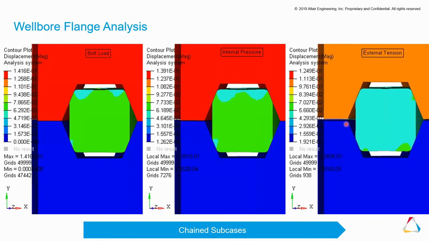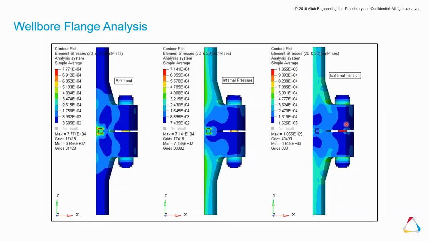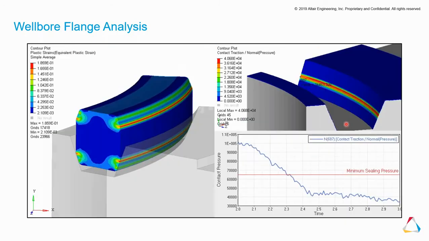Now, once the analysis is run, we want to look at the stresses, see if everything is in order, either in the flanges or in the bolt regions. And then we also want to look at the seal behavior. So on the left-hand side, we are looking at plastic strain, and you can see over here that at certain regions in the seal, the plastic strains are a little under 20%.